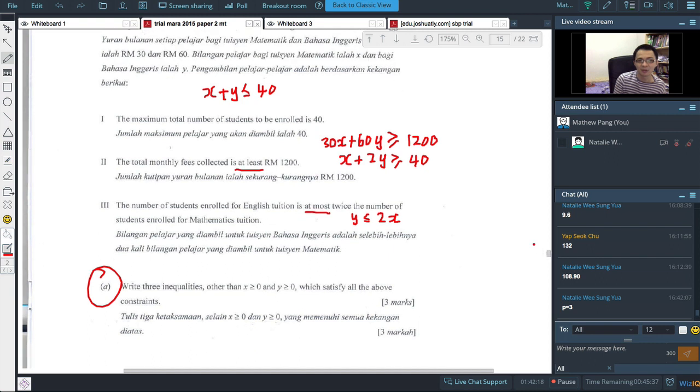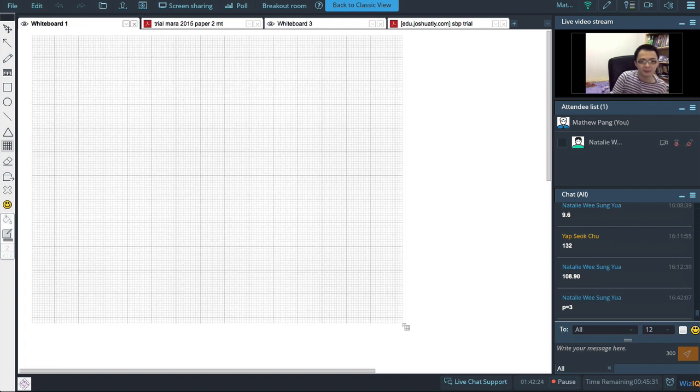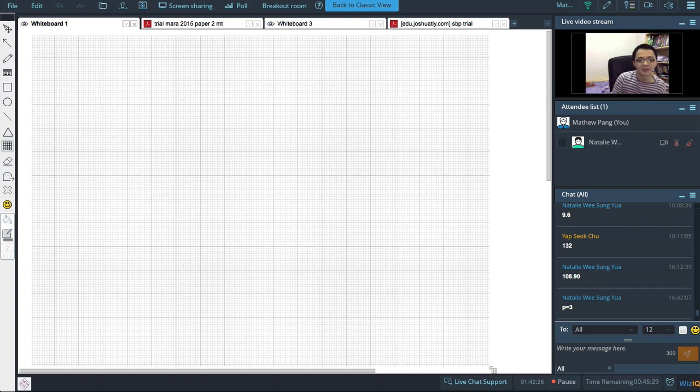So I open a new whiteboard for it, and then I open a new graph paper for it. I hope there's enough space for me to draw. I will draw the straight line. Never mind, use green.